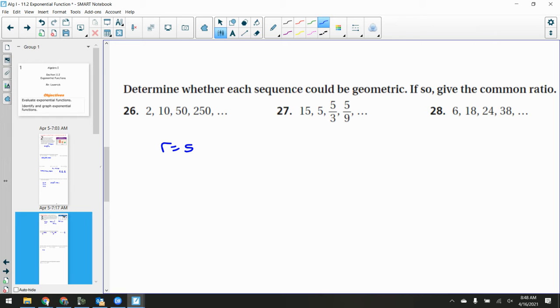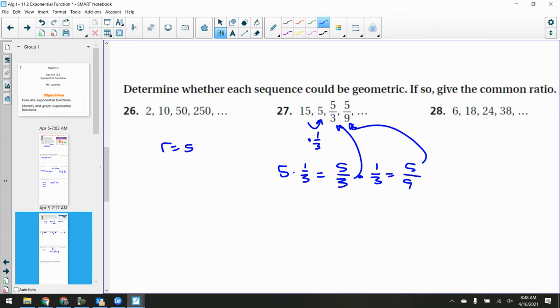I said that it's not geometric. Why? Because it was going by uneven rates. Okay, so 15 to 5. What would I be doing there? Times 1/3. Multiplying by 1/3, right? Is that the same case? Okay, 5 times 1/3. That's 5/3. Did I get what I needed to? Yeah. Okay, 5/3 times 1/3. Did I get what I needed to? Yeah. Does that make sense? Yeah. So it is geometric and my R value is 1/3. Make sense? Okay, these first two are geometric.